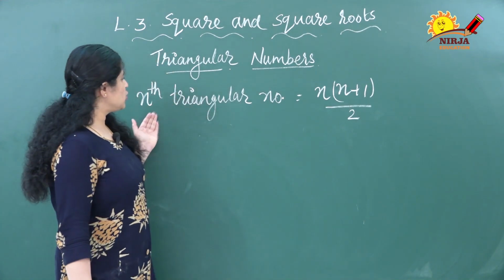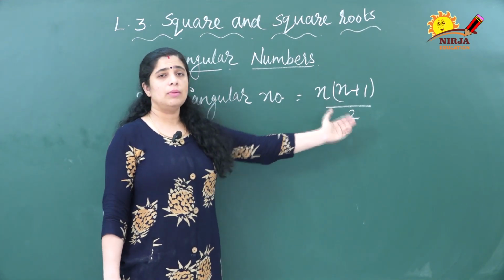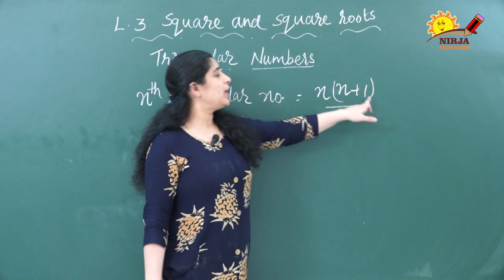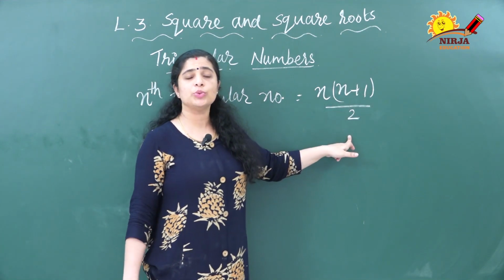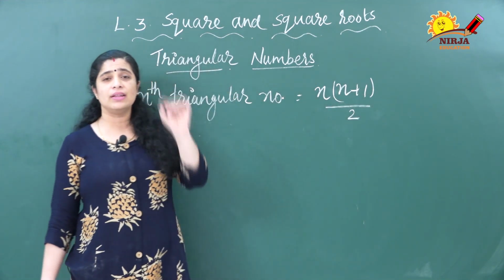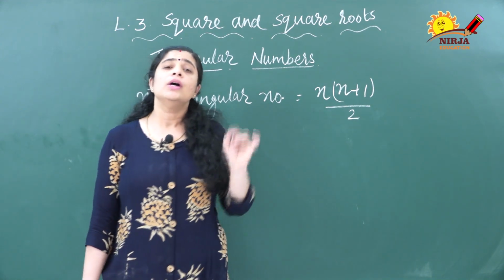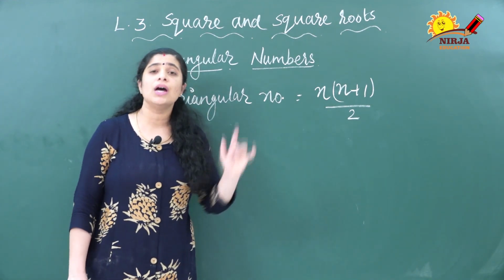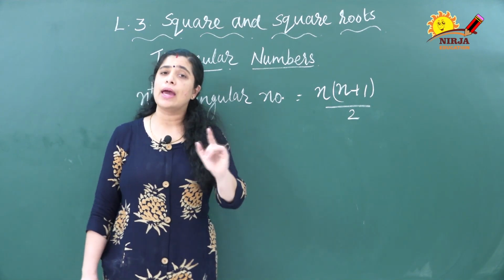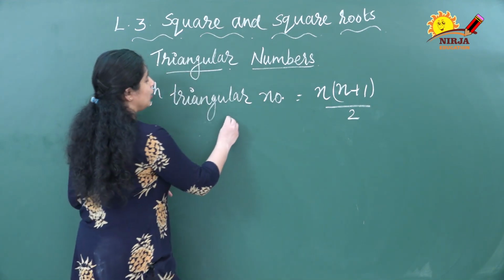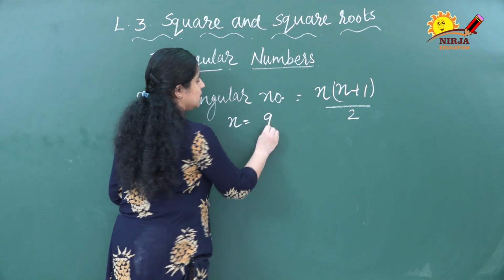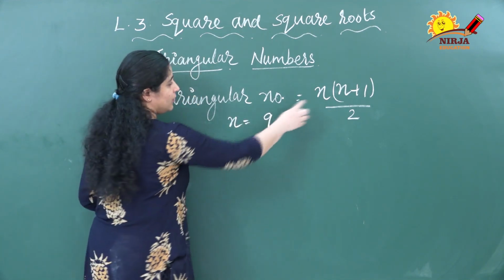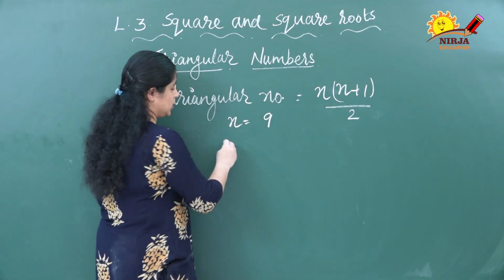This is the equation for the nth triangular number. What is the equation? n into n plus 1 by 2. This is the equation to find the nth triangular number. Suppose I have to find the 9th triangular number, which is the triangular number in the 9th position. So what is the value of n here? That is equal to 9. Then we will apply this in this equation.